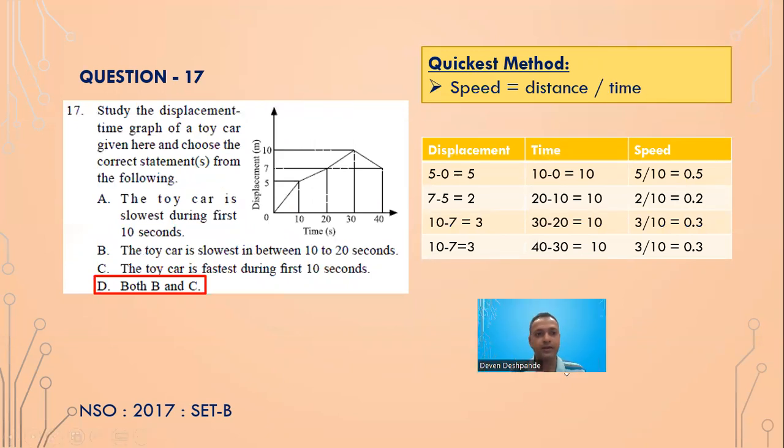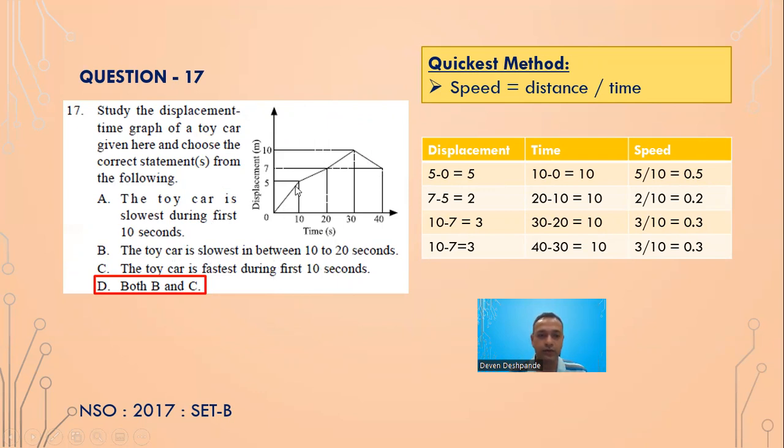Okay, next one. Question number 17. Study the displacement time graph of a toy car given here and choose the correct statements from the following. The toy car is slowest during first 10 seconds. Toy car is slowest in between 10 to 20, and toy car is fastest during first 10. And so what are and both B and C. So basically for slowest and fastest, we have to compute the velocity.